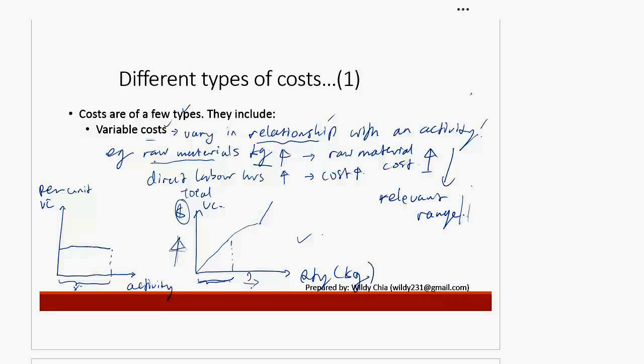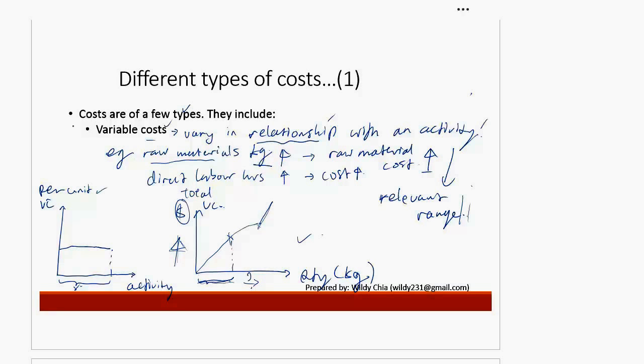Why? Because as you exceed a certain amount of orders, there might be discounts given, so that results in lower prices. But of course, if you order too much from the same supplier, he might not have enough to supply your business, and therefore you might have to go to another supplier, and that may increase your per kilogram or per unit material cost instead. So therefore we say that material costs are variable costs only over a relevant range.